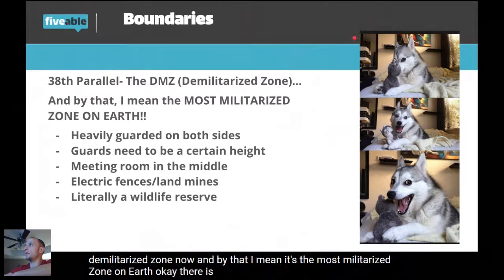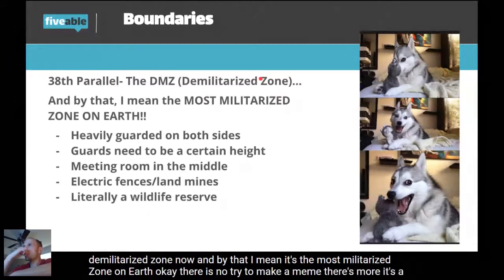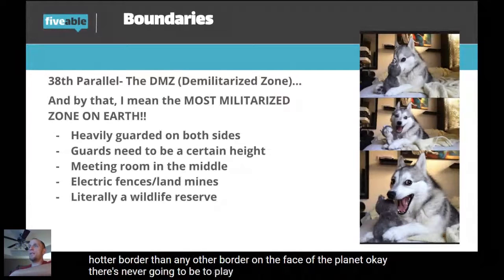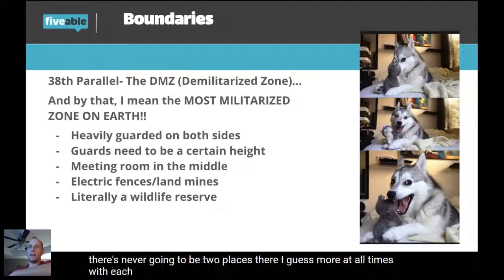Okay. There's more, it's a hotter border than any other border on the face of the planet. Okay, there's never going to be two places, I guess, more at arms with each other than that place right there. It's heavily guarded on both sides.